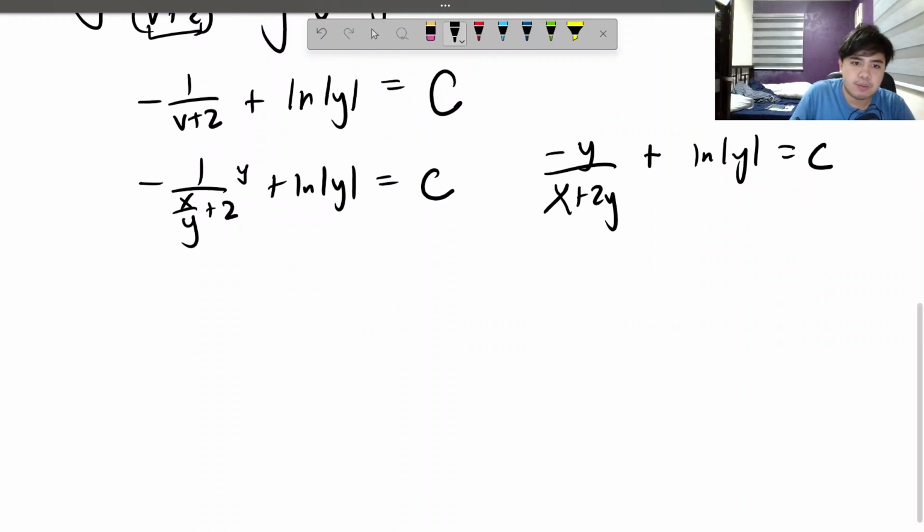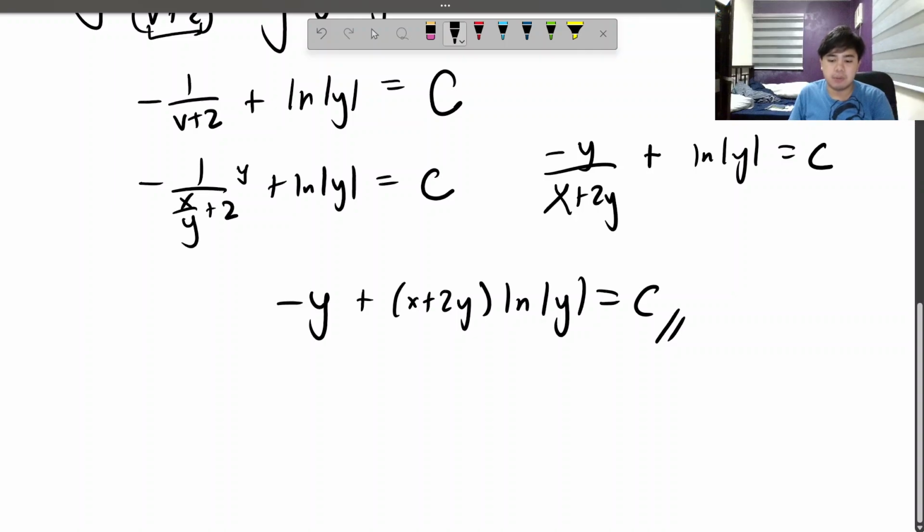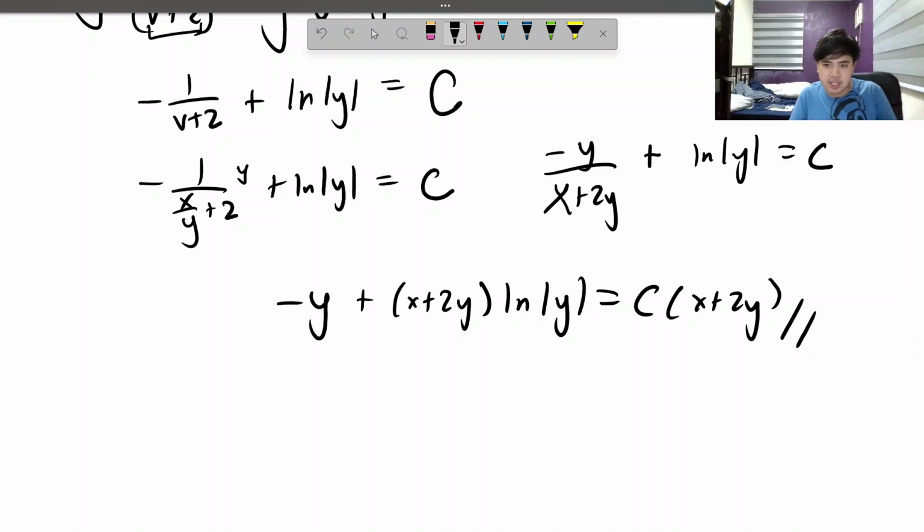If we want to make it look proper, we can multiply both sides by x plus 2y. This is called a single line solution. Makes things cleaner. And that is going to be your answer. Oh, sorry. Forgot about this. And that's going to be your answer. Negative y plus quantity x plus 2y times ln y equals c times x plus y. So that's cool.